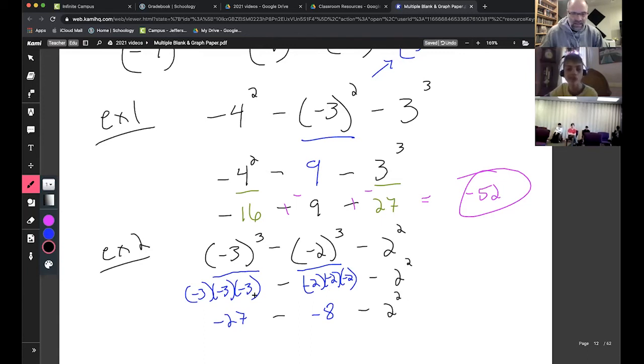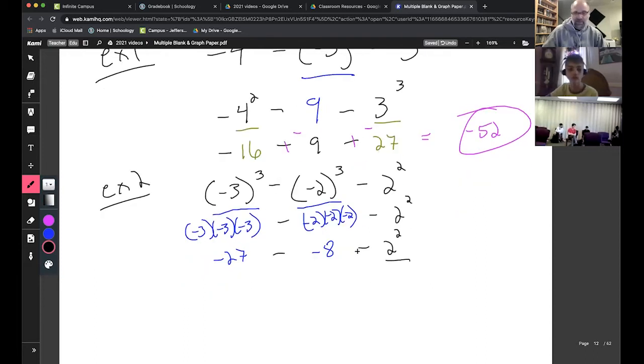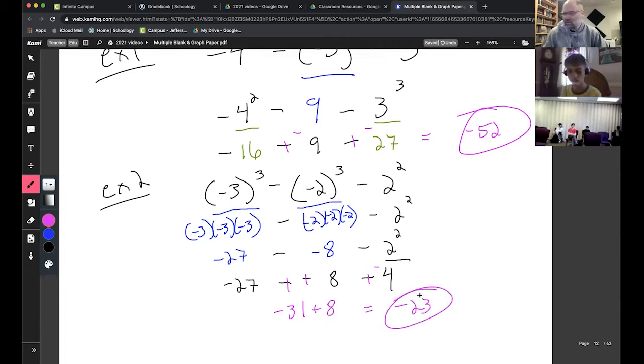So we're going to do that next, because exponents come after parentheses. So remember, you're not squaring the negative 2, you're just squaring the 2. So this is negative 27 minus negative 8 minus 4. All right, chicken scratch right there and right there. So then I get 2 negatives, negative 31 plus 8, which is negative 23.